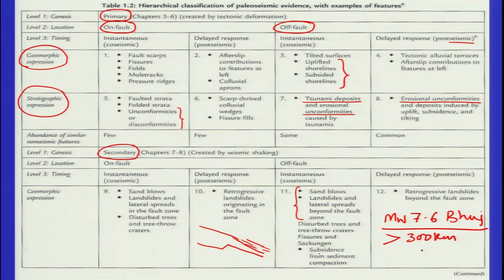And then you have subsidence from sediment compaction. This will again be delayed co-seismic, but off fault, and the delayed response is again landslides beyond the fault zone area. So there are many common features which you will find in different types of deformation, hence they have been kept as common.